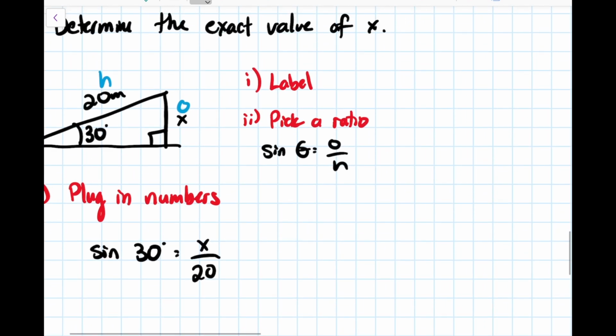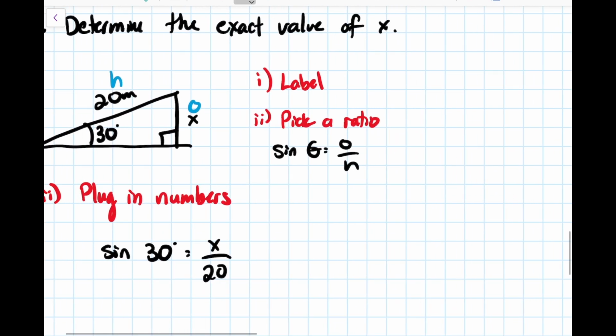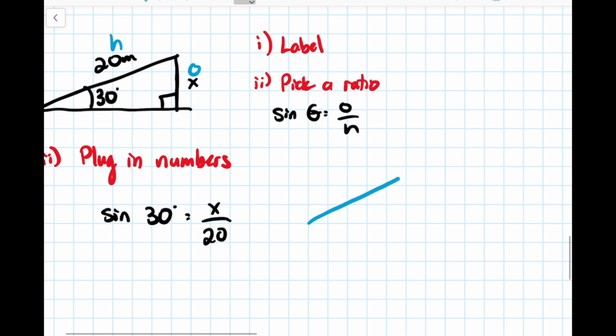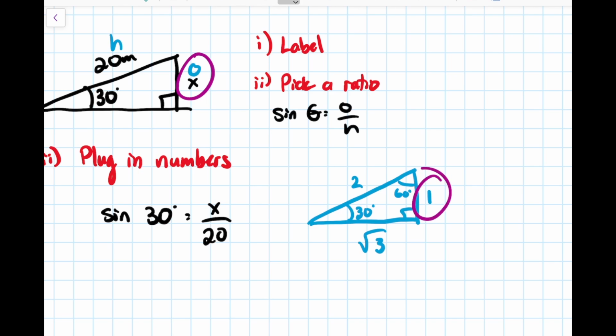So let's think in terms of our special triangles real quick. So this is the 30, 60, 90 triangle. I'm going to sketch it out again, just for practice. So this is 30, 60, 90. 1 is across from the 30, 2 is the hypotenuse, and root 3 is down here. So you can't just look at this and say, oh, x is 1, done. Because that doesn't take into account the fact that this side is 20.